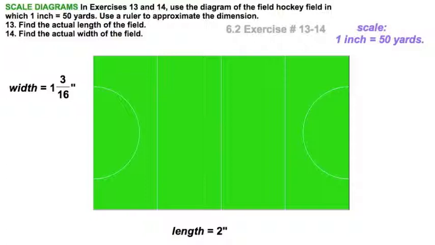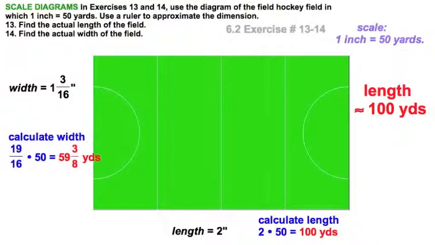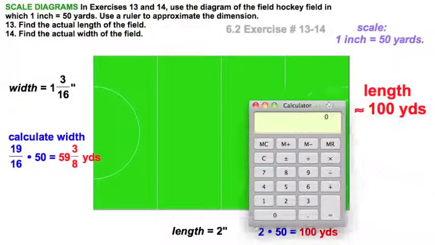Now I'm going to do a little bit of calculating. I'm going to take that 2 inches times 50, that one's easy enough, and I'm going to say that the length of this field is approximately 100 yards. Now for the width, I'm going to calculate this, and I'm going to come up with about 59 3/8, and let me show you where that comes from.